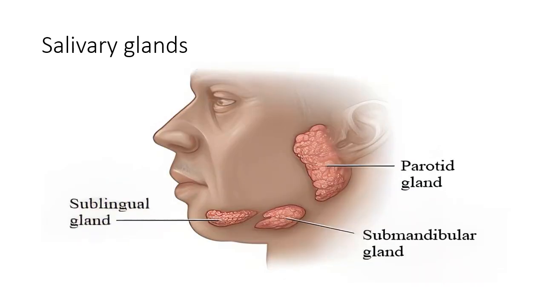Today we are going to see the salivary glands and the functions of saliva. You have three major salivary glands, that is parotid gland, submandibular gland, and sublingual glands, and they have the secretion pouring into the mouth. The name of the secretion is saliva. And these three are major salivary glands, and we have minor salivary glands in the soft palate and buccal mucosa also.